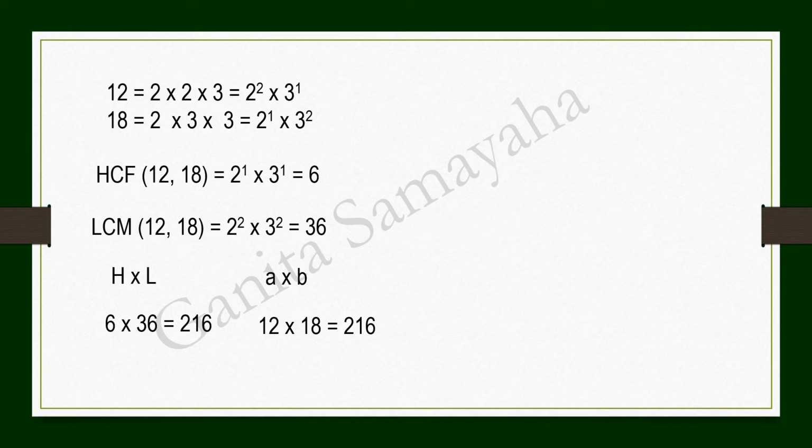Okay, children, let us check with a few more numbers that we have already found out. Which were the ones? 72 and 108. 72 can be written as 2 cube into 3 squared. 108 can be written as 2 squared into 3 cube. That we have already seen.